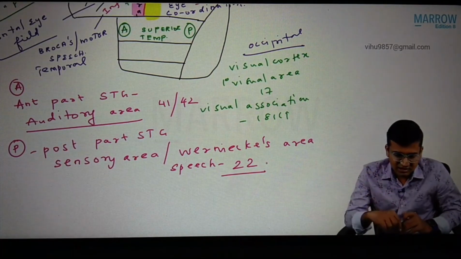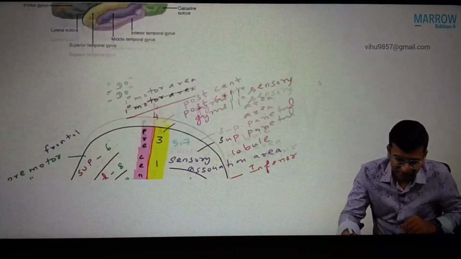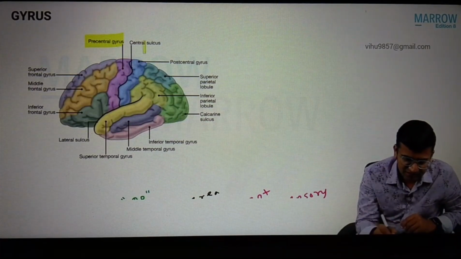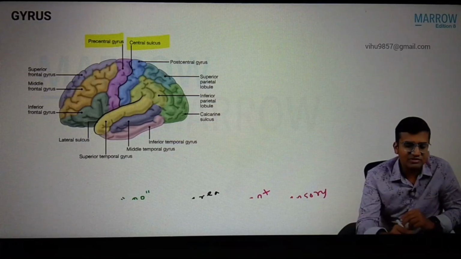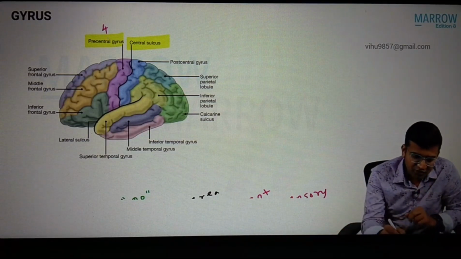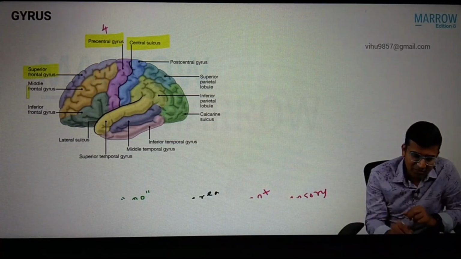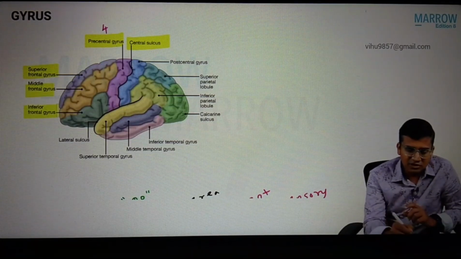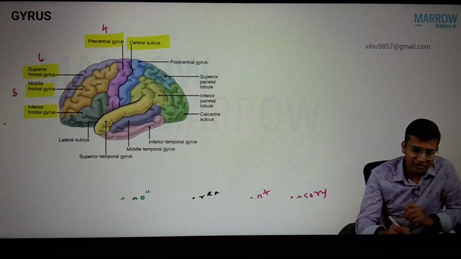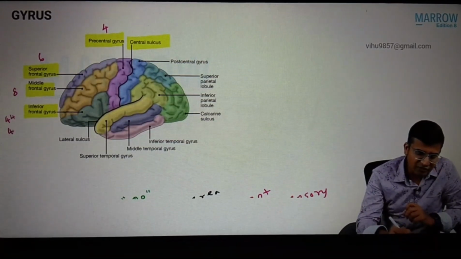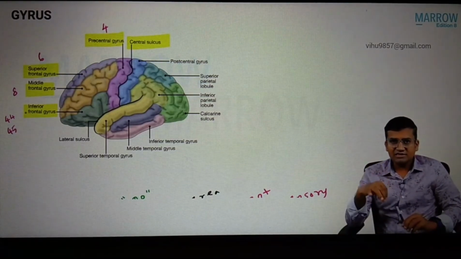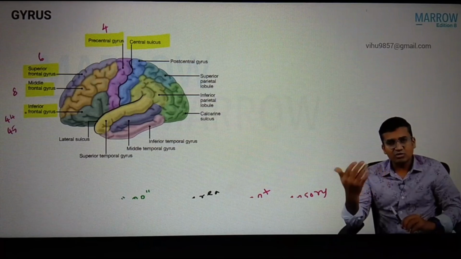Now see the diagram and then we proceed. This is the diagram we have drawn. This is the precentral gyrus and central sulcus. Precentral gyrus, area number 4, primary motor area. In the frontal lobe, superior frontal gyrus, area 6, premotor area; middle frontal gyrus, area 8, frontal eye field; inferior frontal gyrus, area 44, 45, Broca's area, motor area for speech.